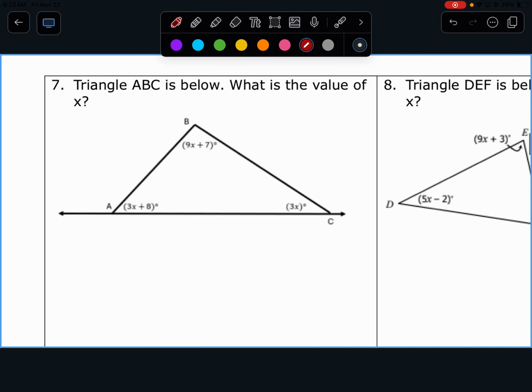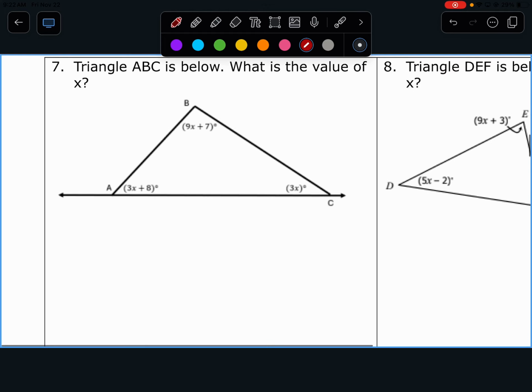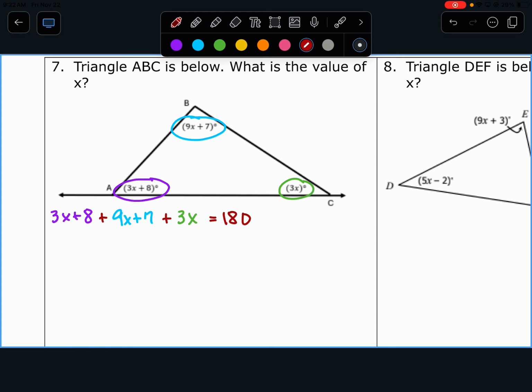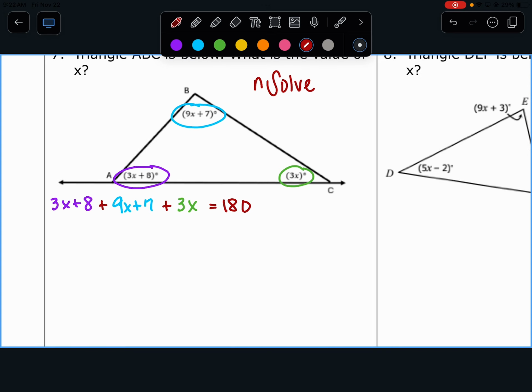Number 7, triangle ABC is below. What is the value of x? So this is the triangle sum theorem, so we're going to have to add up all 3 of these: 3x plus 8, 9x plus 7, 3x, and make them equal to 180, because all 3 angles in a triangle will add up to 180. And we're going to go ahead and solve. You can use solve if your teacher allows you to, but if not, you're going to have to show your work by hand. Don't forget, when you do solve, you're going to write the equation.